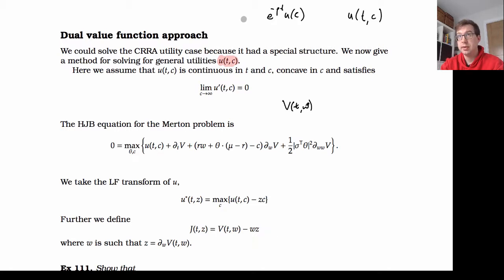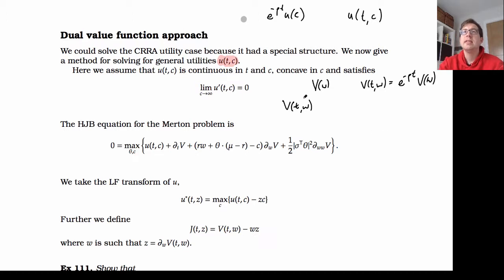wealth w. All right. So before we were just dealing with v of w, and that's because we know as we let time go forward, we only have to just multiply by a discount factor. Okay. So notice previously v of t of w was just equal to e to the minus rho t of v of w. Okay. So we could work with just v of w rather than v of t of w.